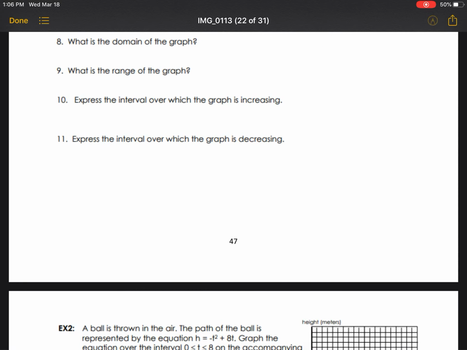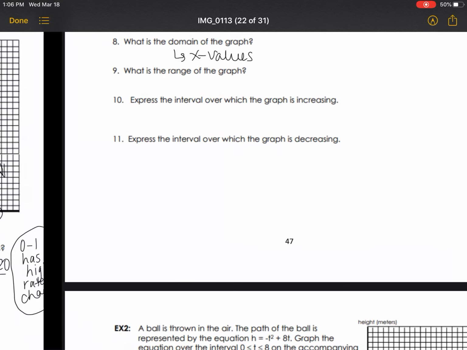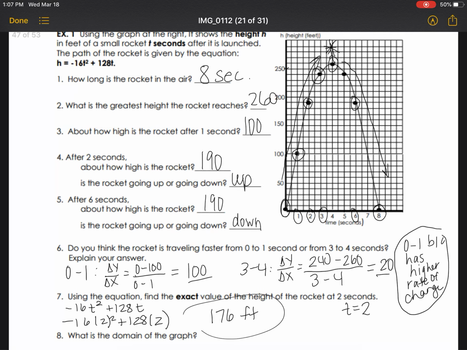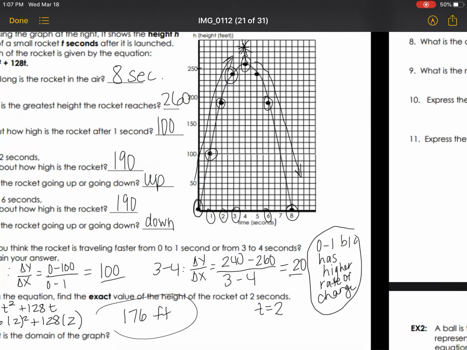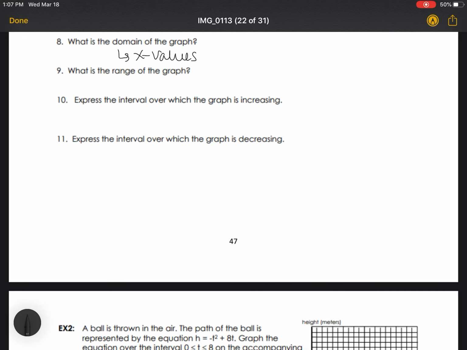Just going to scroll to the next page to get to number 8. Number 8 says, what is the domain of the graph? You have to remember that domain means your x values. Okay, so your x values in this case, if we go back to the picture of the graph, is your time. So the only x values that are going to be recorded here is the time from when the rocket starts on the ground to when it lands after being in the air. So your domain here is going to be 0 to 8.